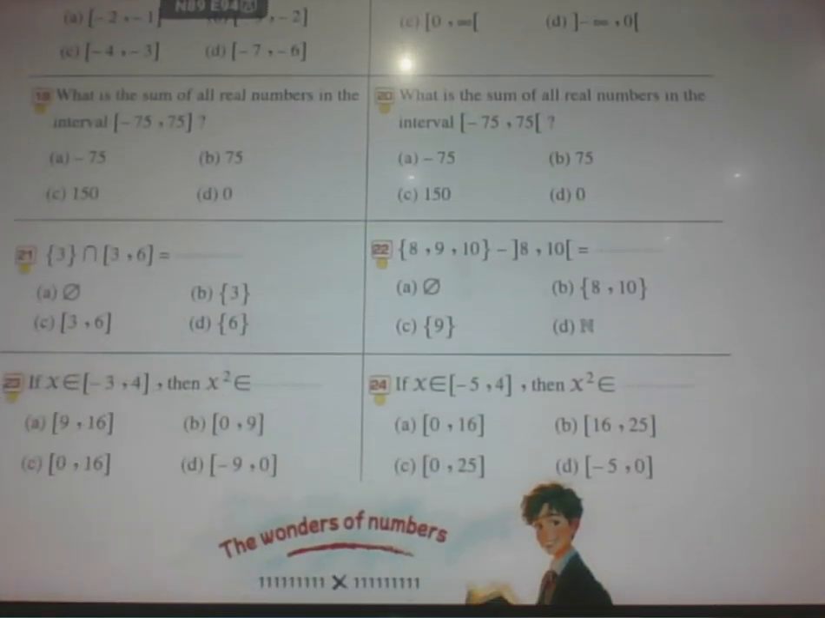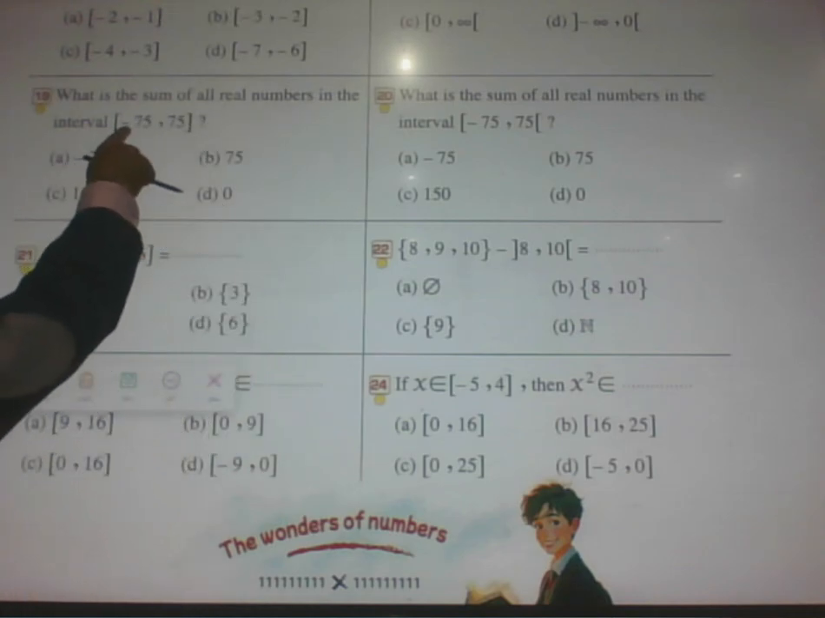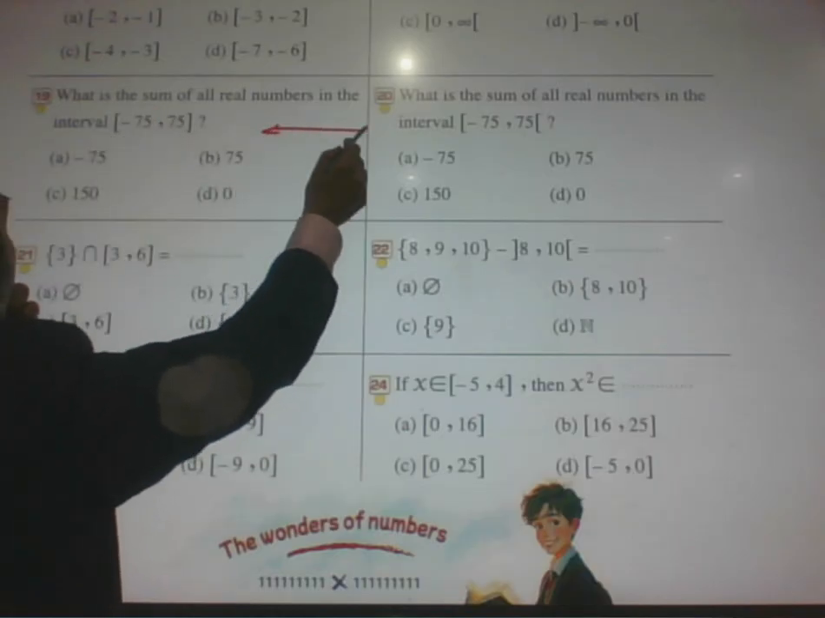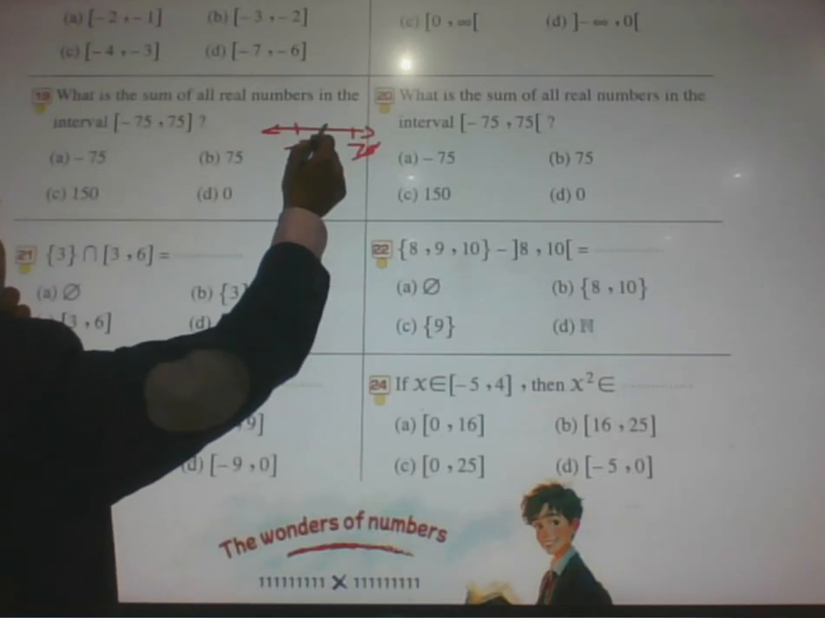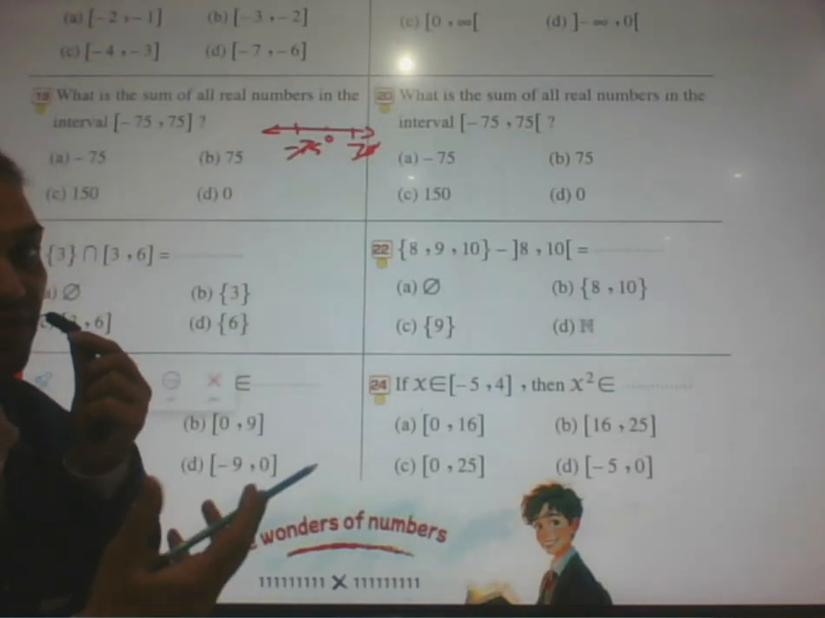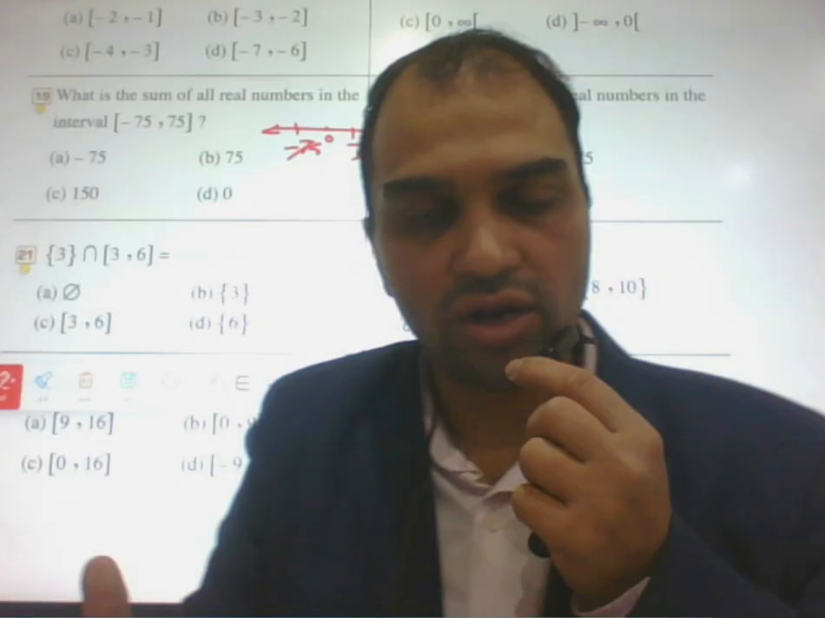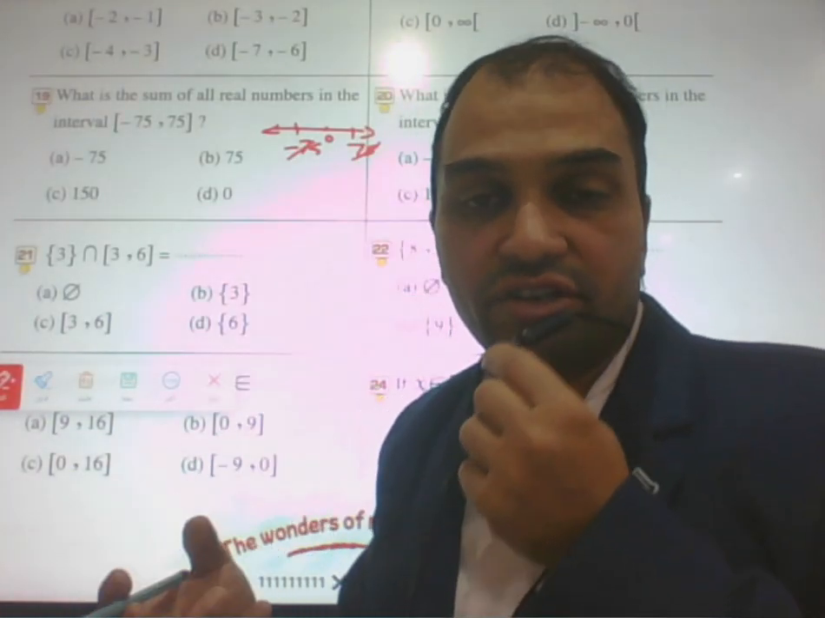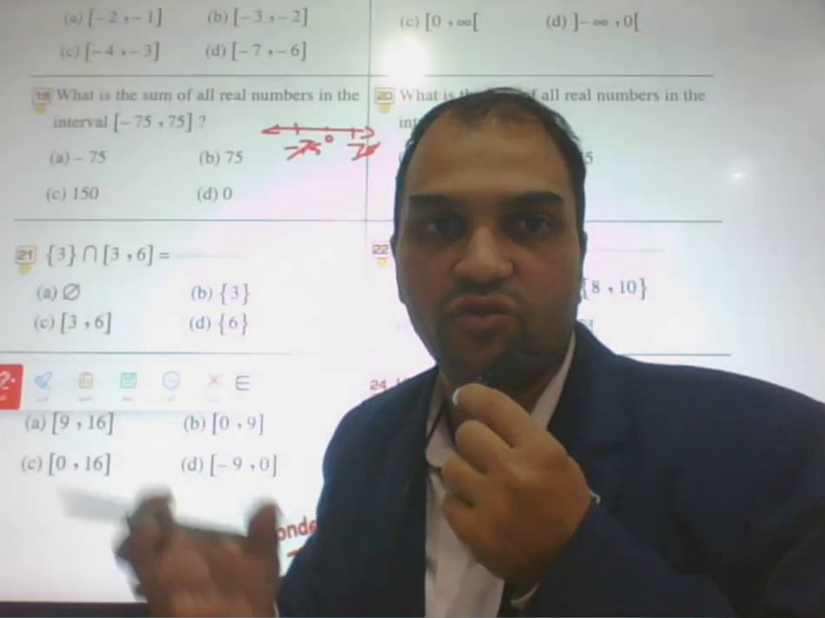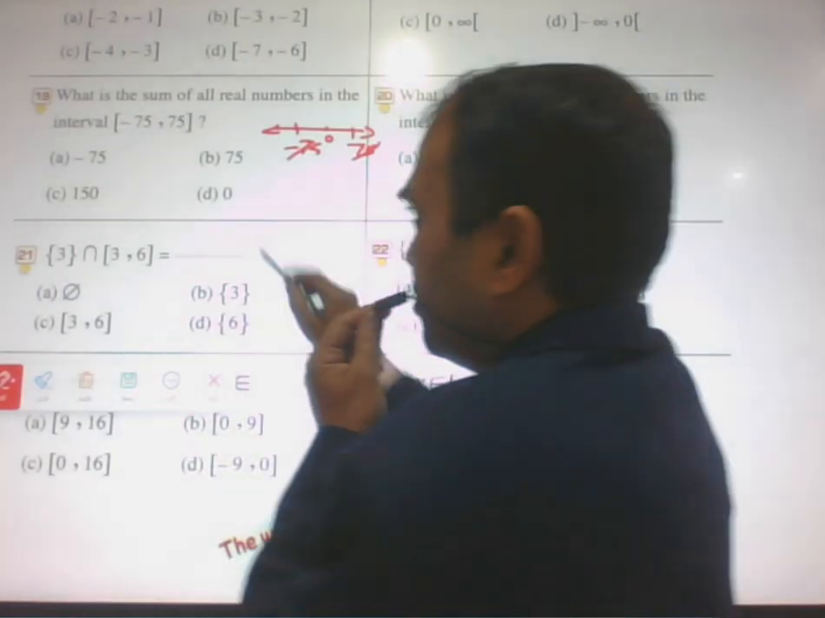Number 19. What is the sum of all real numbers that lie between negative 75 and 75? Look here, from negative 75 to 75, if we collect them, the answer will be 0. Like negative 30 and its additive inverse 30, we can collect them together and the result will be 0. So each number here on the number line we can add to its additive inverse. So if we add all the real numbers in the interval, the answer will be 0.